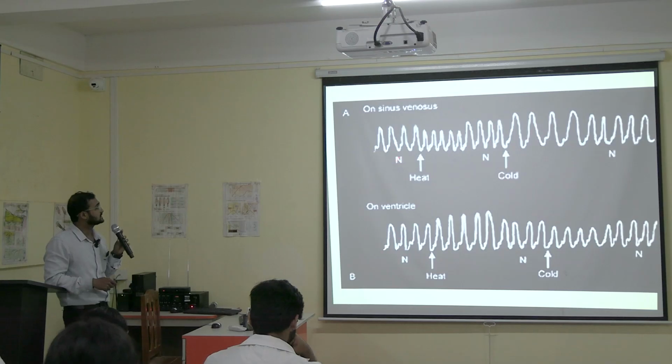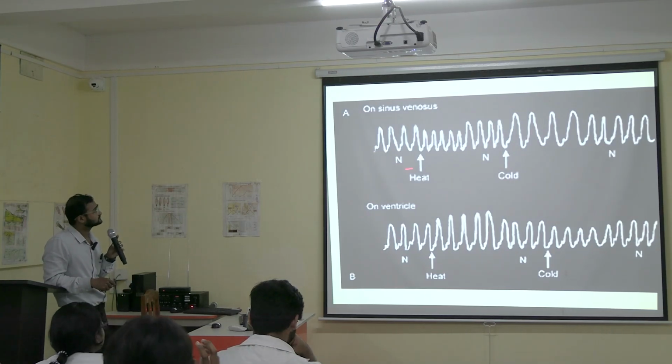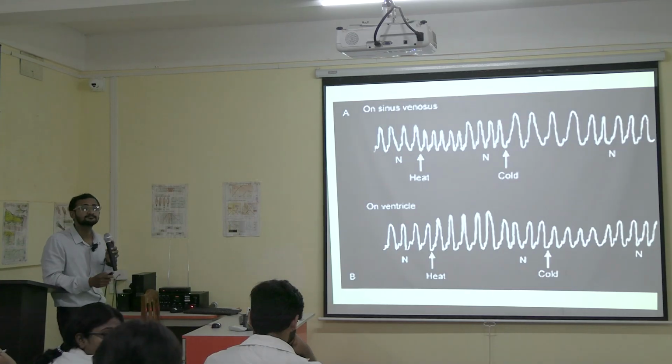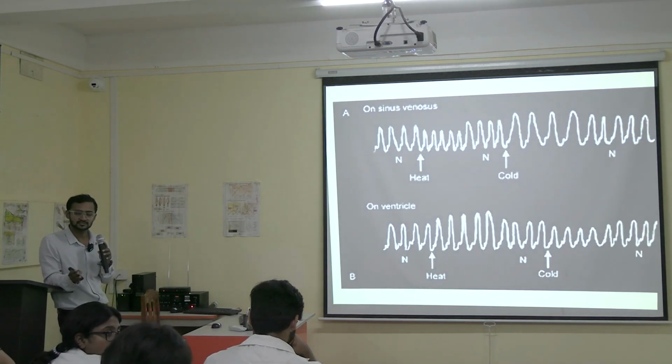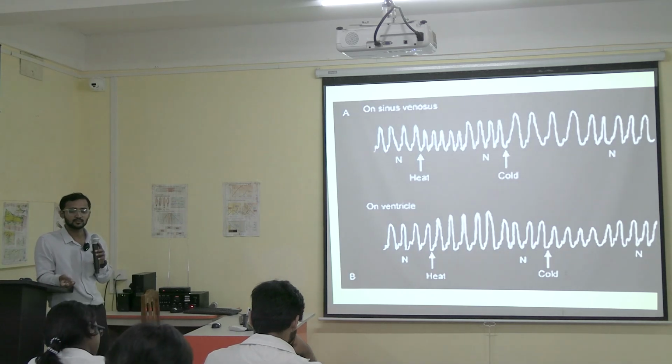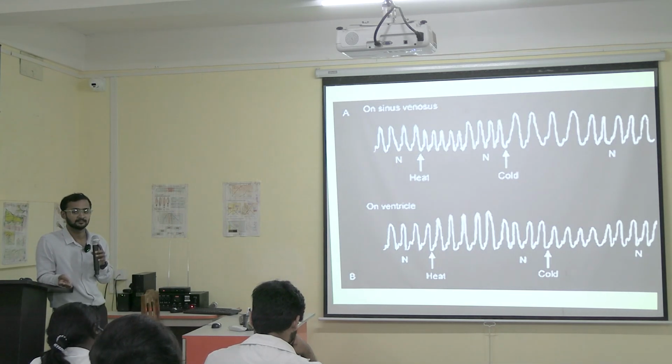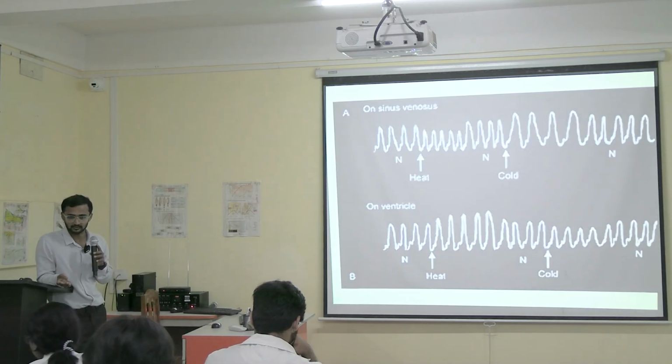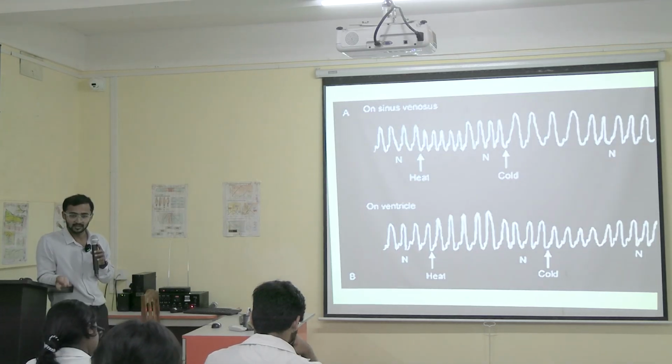So now we will see what is the effect of heat. The first one was chronotropic. The second one was inotropic effect. The third one was dromotropic. The fourth one is venotropic.